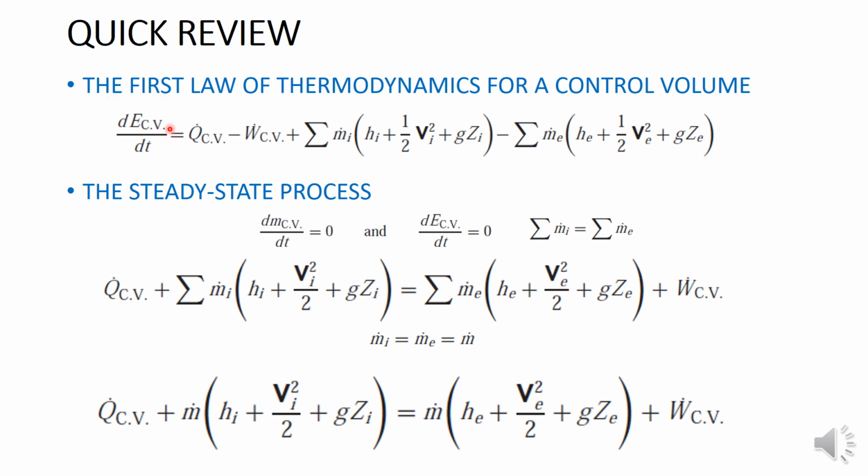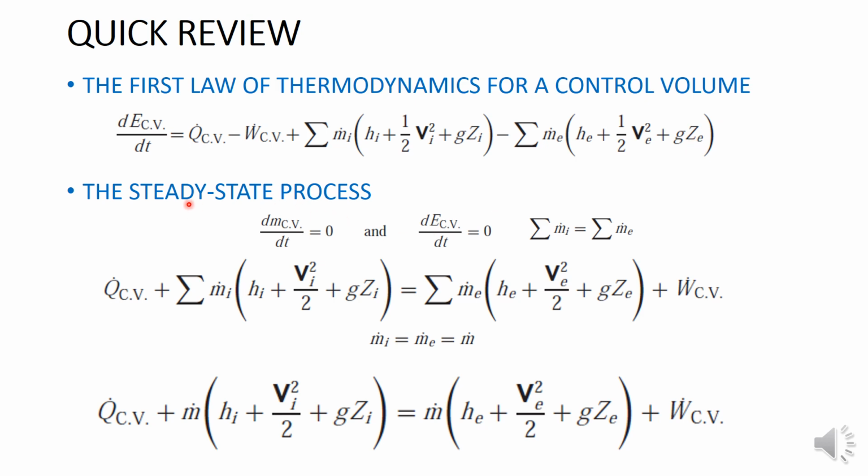Hope you remember that for a control volume, the equation is heat flow rate minus work flow rate plus summation of mass flow rates at the inlet into bracket minus summation of all mass flow rates at the exit into the bracket. Hope you are aware of the bracket terms, where h_i stands for enthalpy at the inlet, kinetic energy at the inlet, potential energy at the inlet. Similarly, we have enthalpy at the exit, kinetic energy at the exit, and potential energy at the exit.